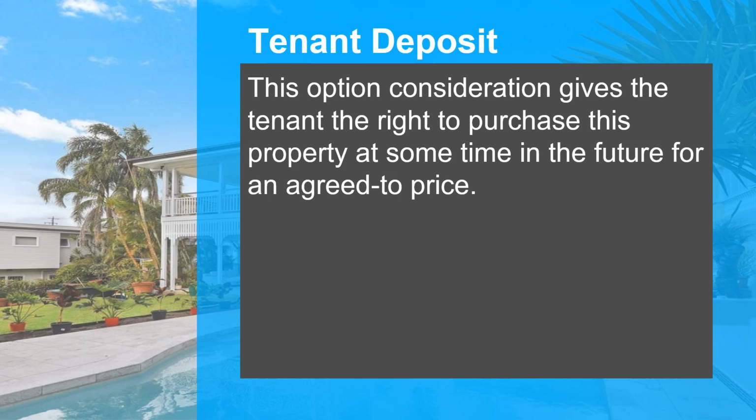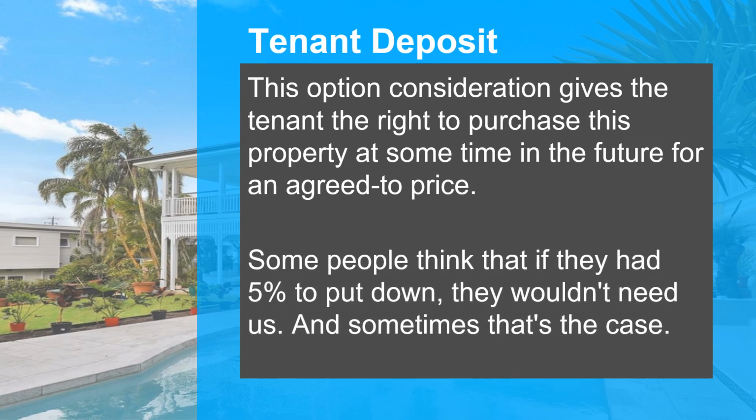The initial deposit that they pay, let's say $10,000, would go to the down payment for the eventual purchase of that house. Some people think that if they have 5% to put down, they wouldn't need more. Sometimes they don't, but the majority of the time they do, as the banks are getting stricter and stricter with the qualifications for a mortgage.